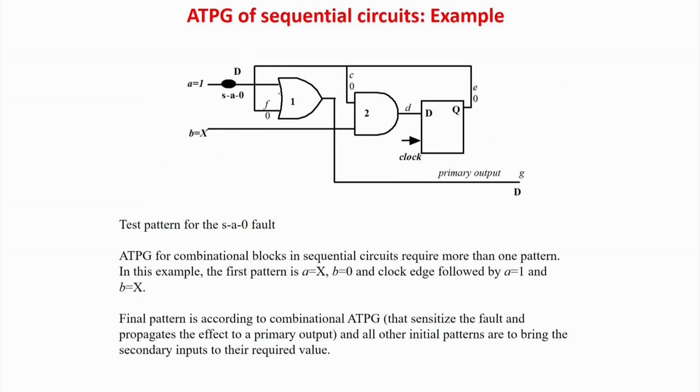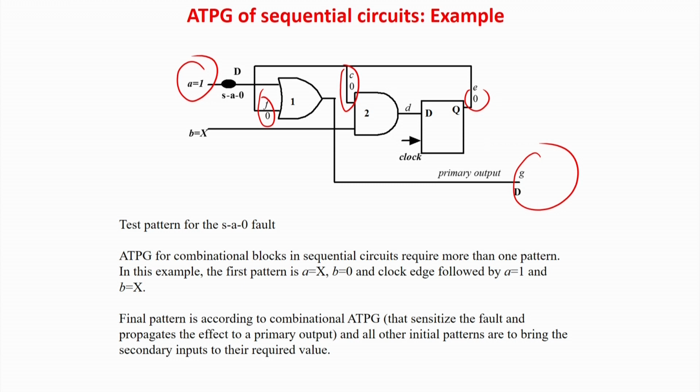So now your f is 0, c is 0, and your d is 0, q is 0 by the previous step. So now I am getting the controlling value f equal to 0 at gate number 1. Now I can apply the real test pattern, which is applying a equal to 1. Now the output will go to the output of the flop and to the output of G, which is equal to D, and your job is done.